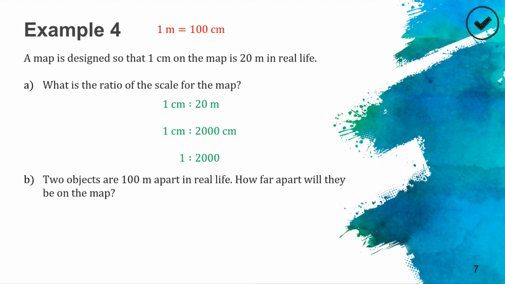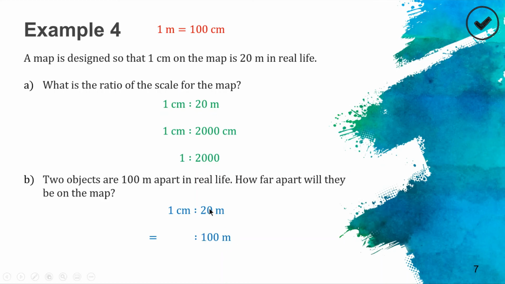So now that we can use that, question B: 2 objects are 100 meters apart in real life. How far apart will they be on the map? Okay, well, let's think. If they were 20 meters apart in real life, that would be 1 centimeter on the map. Except instead of 20 meters, we have 100 meters. So let's think to ourselves, if 1 centimeter matches up with 20 meters, what's going to match up with 100 meters?